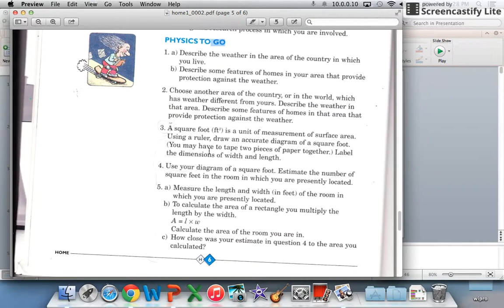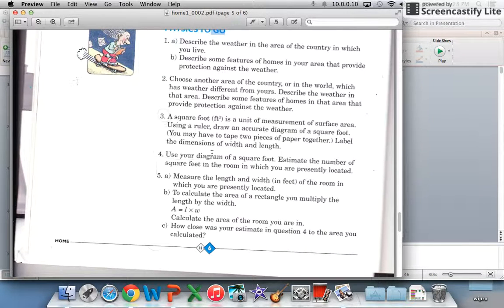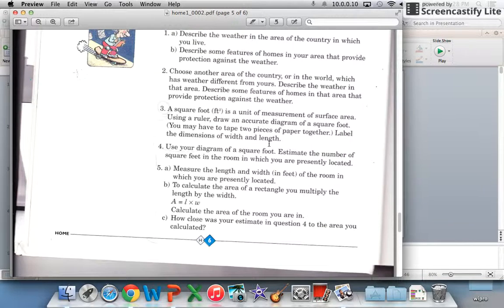And number 3, what is a square foot? Students may not be familiar with that, so I like to do this in class, holding up a ruler or 2 rulers and showing them 1 foot by 1 foot is a square foot. And I'll actually have them do this activity, taking the paper and making a square foot out of it. They may need to tape 2 papers together, like I said.